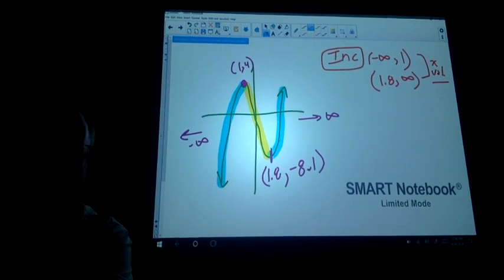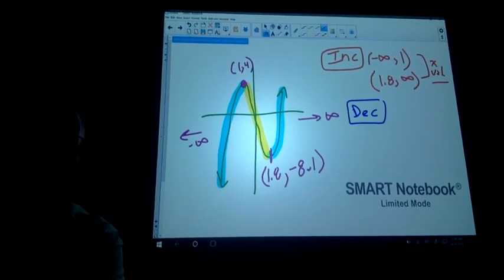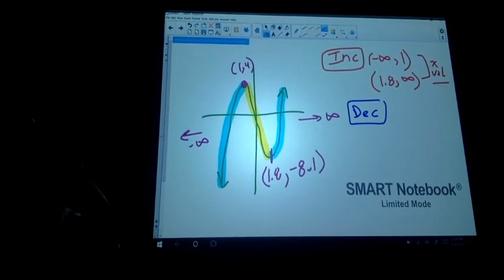Okay? Now you told me there's also a decreasing component on my graph. You told me that was the yellow part. Agree? So where's my graph decreasing? Use the x of the point to tell me where it's decreasing. Oh, that should be a negative 1, I'm sorry. And I guess that should have been a negative 1. All right, so negative 1 to what? To, what's this x component? 1.8.